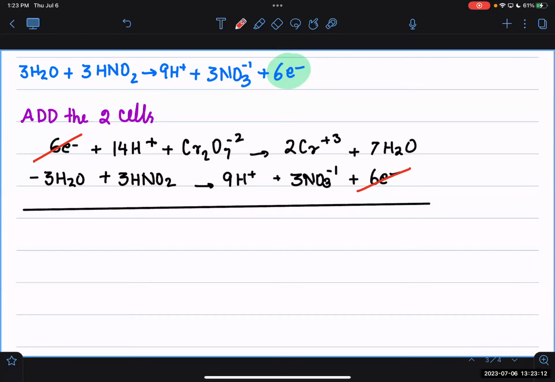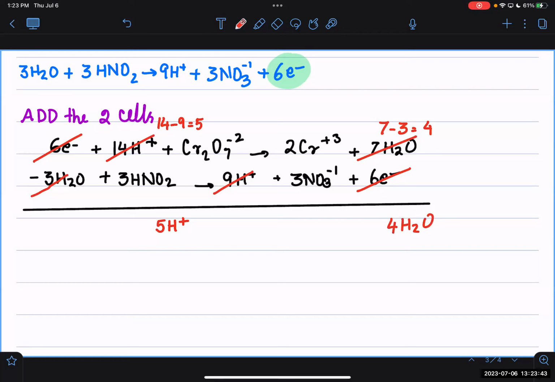Okay, so here we have 14 hydrogen on one side and 9 hydrogen on the other side. That means 14 minus 9 is what? 5. So now you're going to put 5 hydrogen ions here left over. And then you have water also. Look at this water, 7. So 7 minus 3 is equal to 4 H2O. Okay, so 4 H2O.